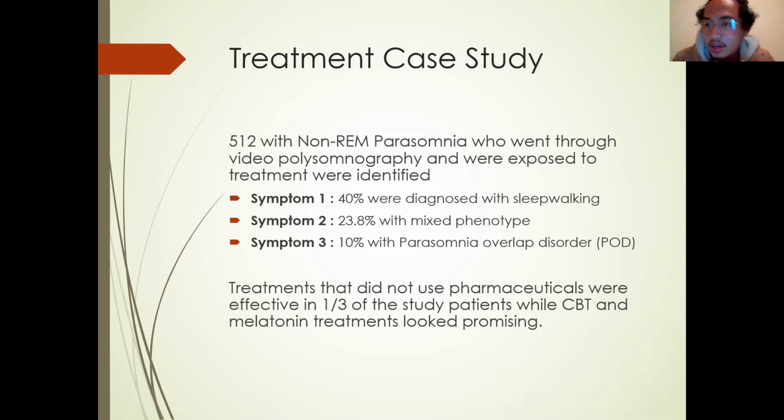You're not itching around while you're going to sleep. And yeah, that proved effective. It proved effective to one third of the patients.